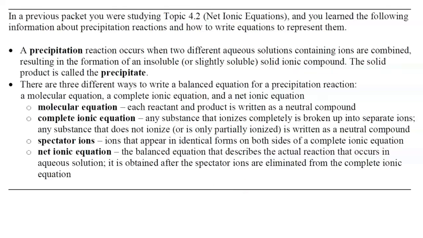In a previous packet, you were studying topic 4.2, which is net ionic equations, and you learned the following information about precipitation reactions and how to write equations to represent them. Again, talking about a precipitation reaction, there are three different ways to write a balanced equation for a precipitation reaction: a molecular equation, a complete ionic equation, and a net ionic equation.